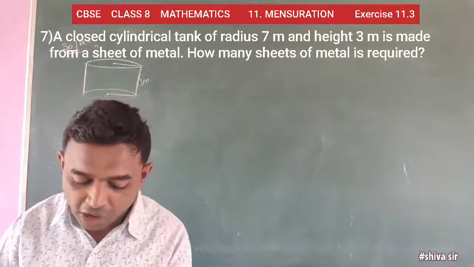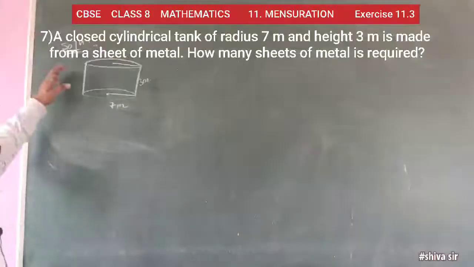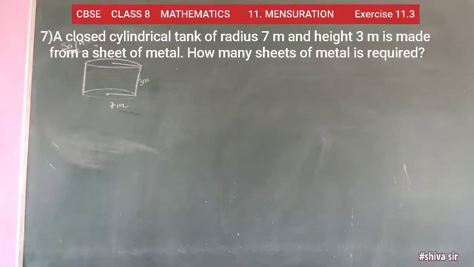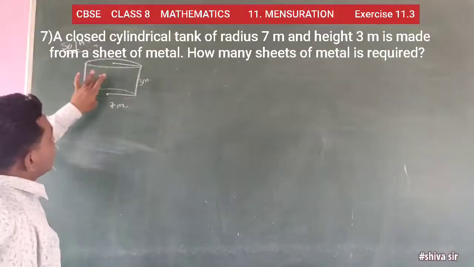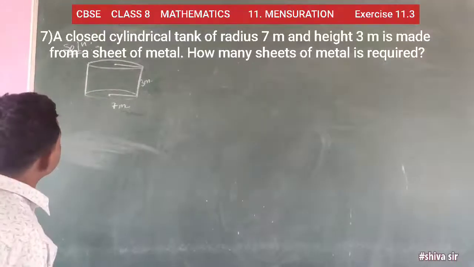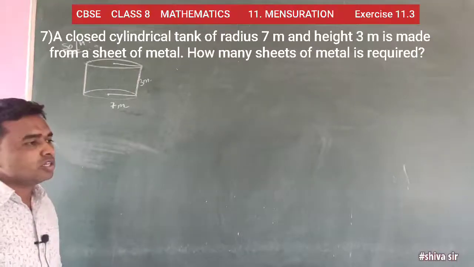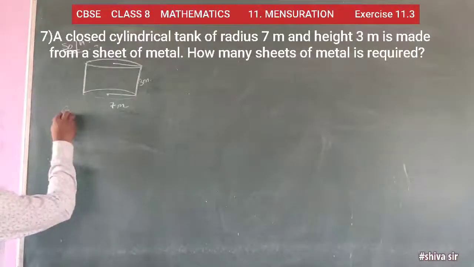Then our question is, how much sheet of metal is required? We have to make this cylindrical tank of metal sheet, and this tank has a height of 3 meter and a radius of 7 meter. We have to calculate how much metal sheet is required for this cylinder. So firstly, we simply write down the given values.